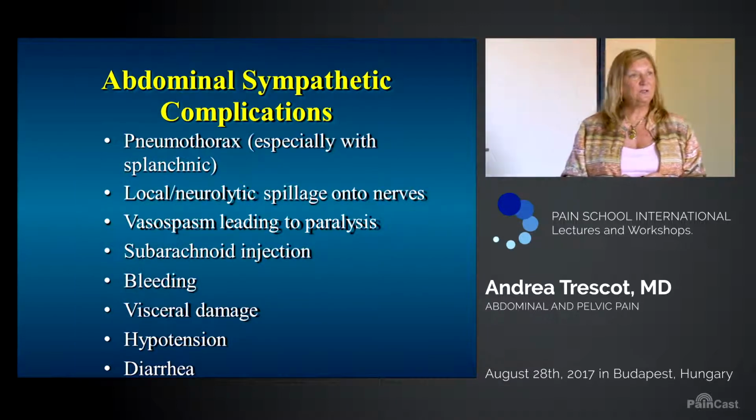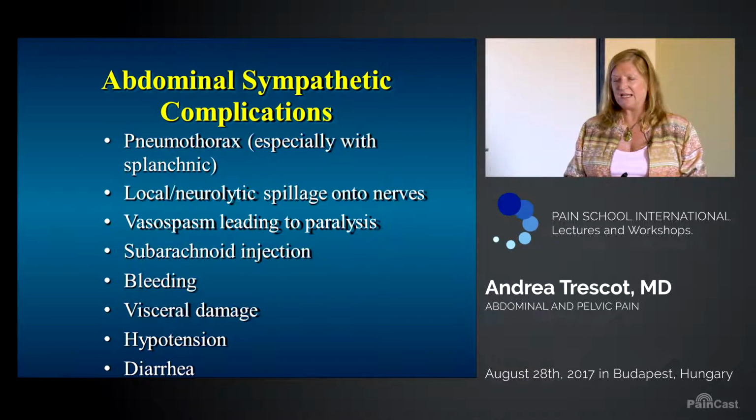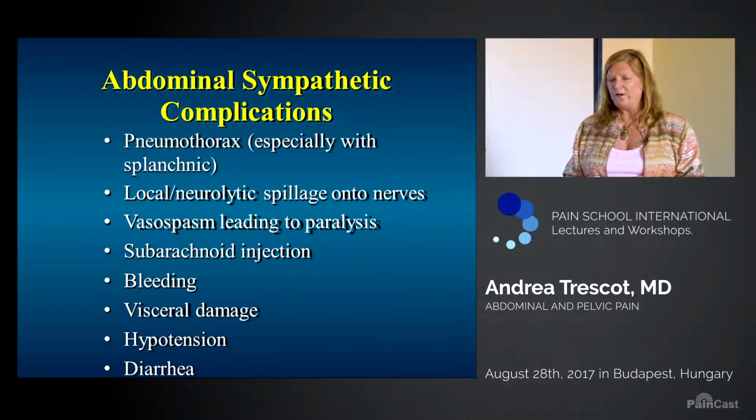Complications are predictable: pneumothorax, especially with the celiac. If the neurolytic or local is going where you don't want it to go, you can get subarachnoid if you're not recognizing where you are, you're on a nerve root, bleeding, visceral damage. Hypotension and diarrhea, though, are not really complications.